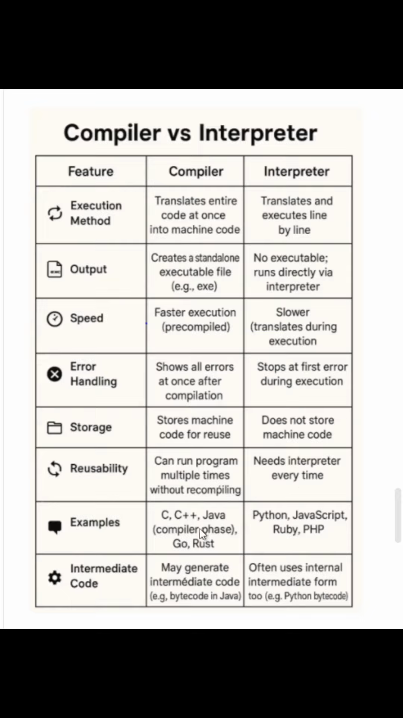So compiler examples are C++, Java, and interpreter examples are JavaScript, Python.